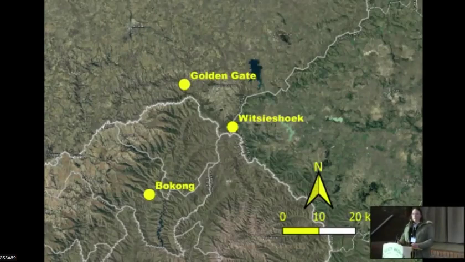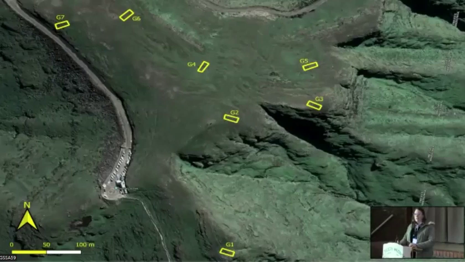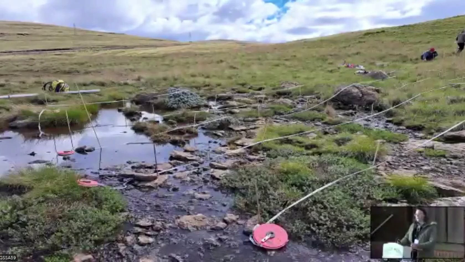The study was conducted at 3 locations, ranging from an altitude of 2,000 to 3,000 meters above sea level. The first site was at Golden Gate Highlands National Park at 2,000 meters above sea level. The second site was at Witsieshoek, located just below Sentinel Peak, near Petit de Chaba, at 2,500 meters above sea level. And the third site was in the Bokong Nature Reserve in Lesotho at 3,000 meters above sea level. All 3 of these sites are relatively undisturbed by agriculture. However, the Bokong site did occasionally get passing grazing from the goats that were herded through.